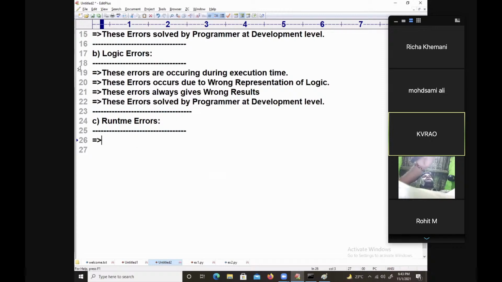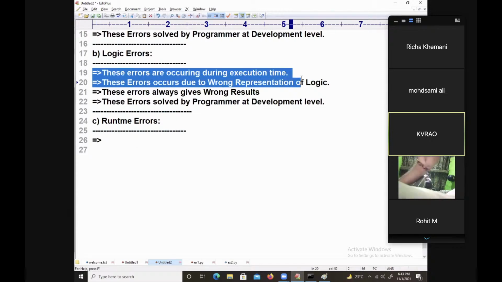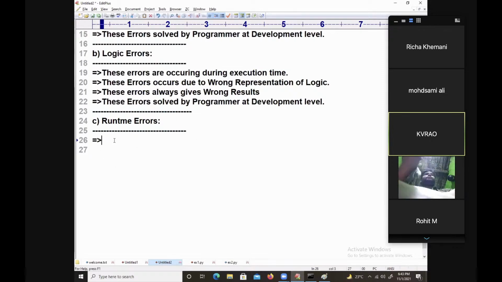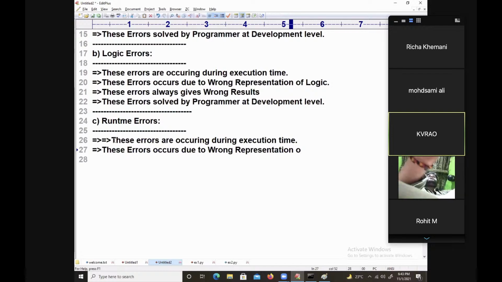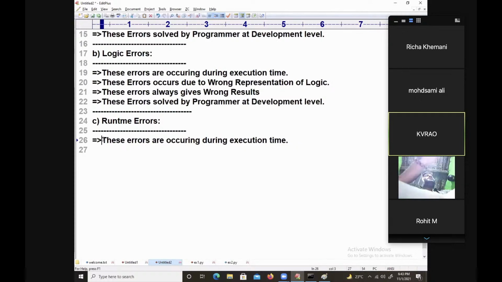Okay, so simple. These errors are occurring during execution time. No doubt in that. Those errors are occurring at execution time only. Perfect. Next, why are these errors occurring first of all? Try to understand that kind of thing first here. Very, very simple.